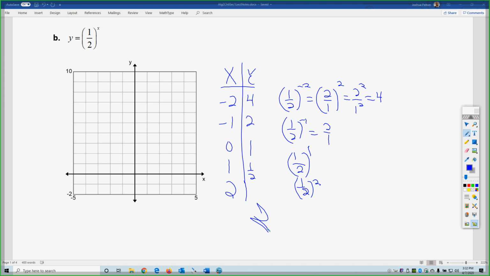I don't know, my pen can't write the 1/4, but oh well. So at -2, we're at 4. At -1, we're at 2. At 0, we're at 1. At 1, we're at a half. And at 2, we're at a quarter.